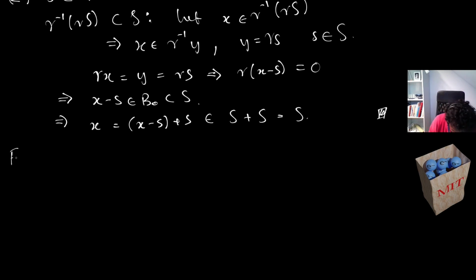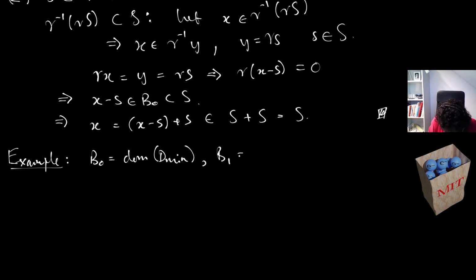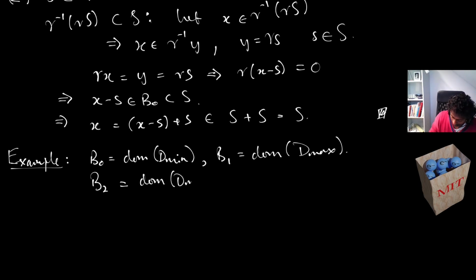So the example I wanted to give you before is a poor example, but that's still important. Let me put B0 equal to dom dmin, B1 equal to dom dmax. This will always be the setup. And now I'm going to let B2 equal dom dmax mod out dom dmin, and gamma is the quotient map.